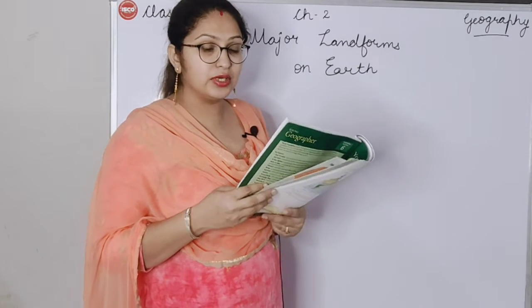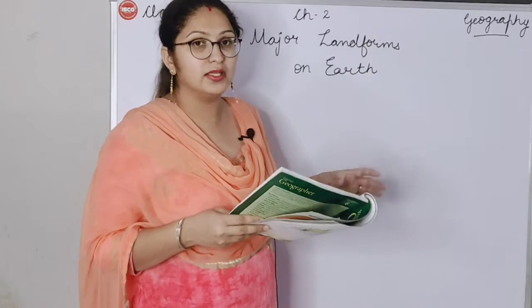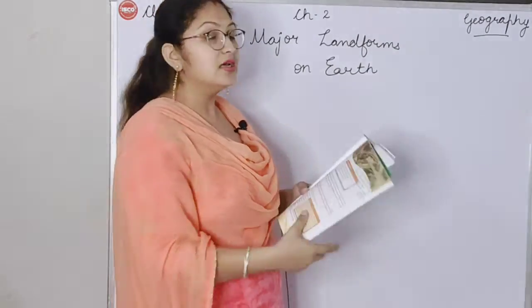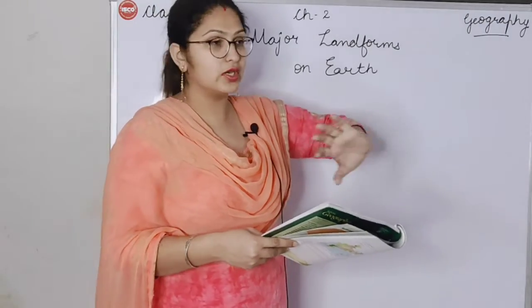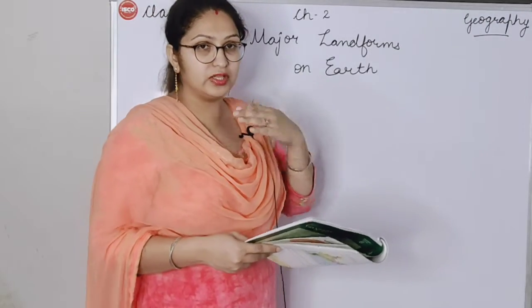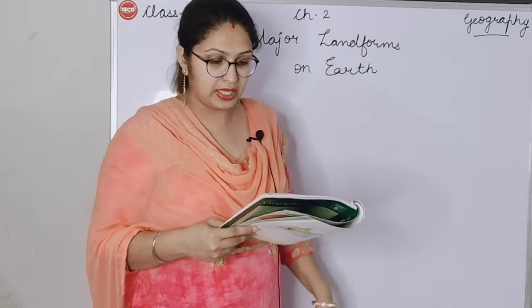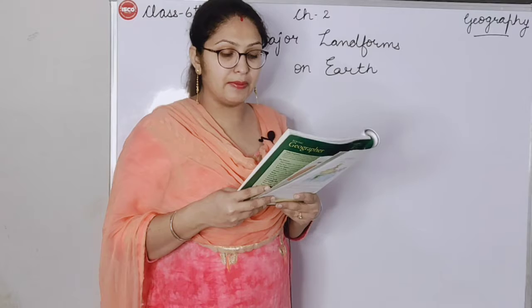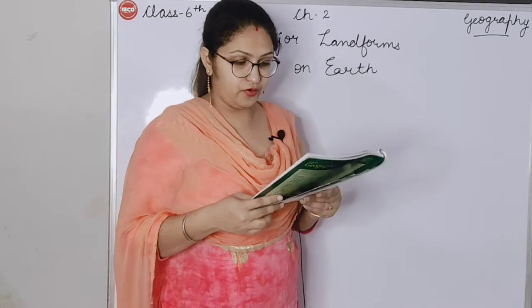A sand dune is a hill of sand formed by the wind. When strong winds blow, what happens? The sand also moves, so the hills which are formed by the wind are known as sand dunes. So these are all some examples of landforms.